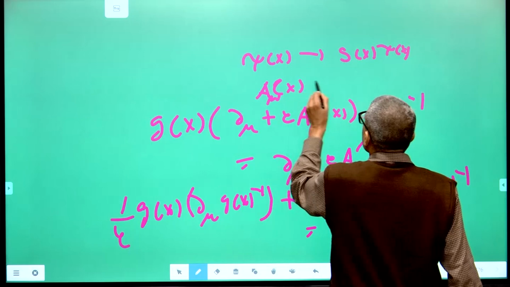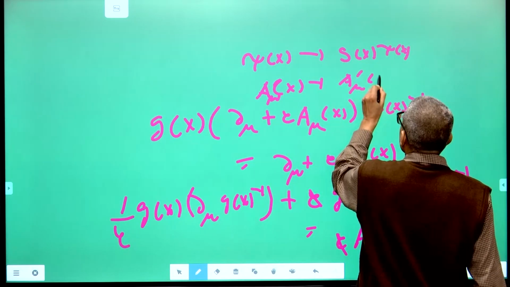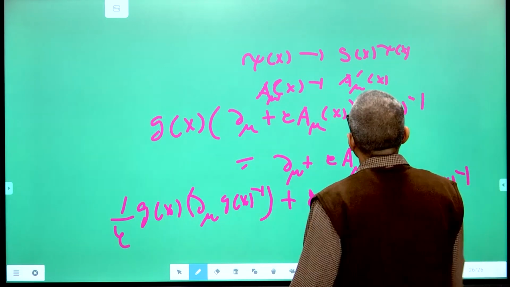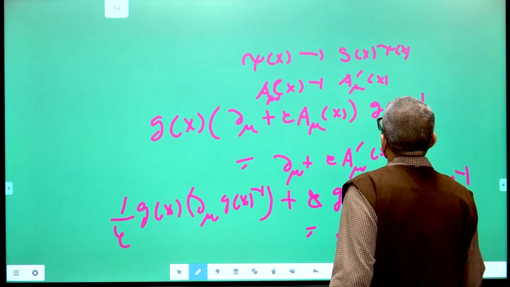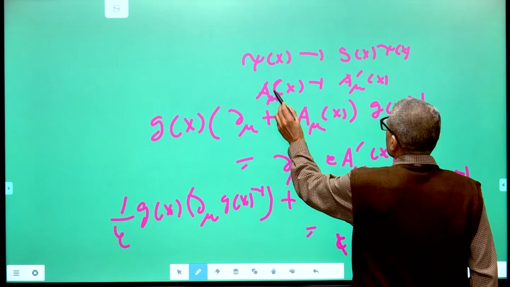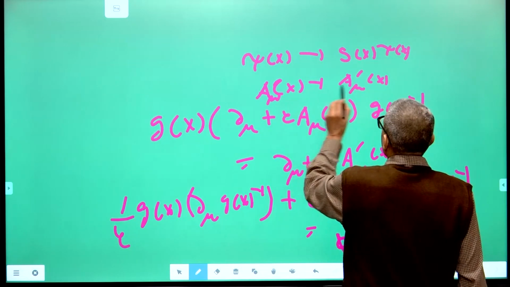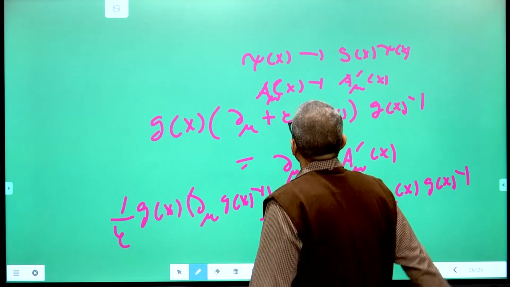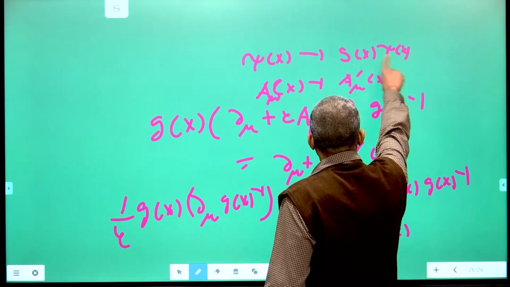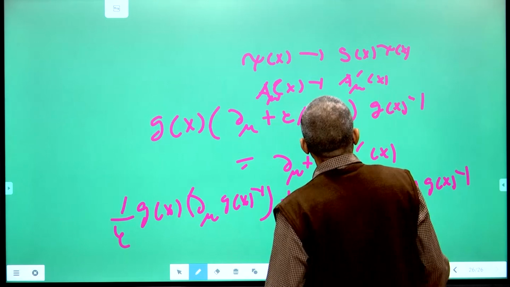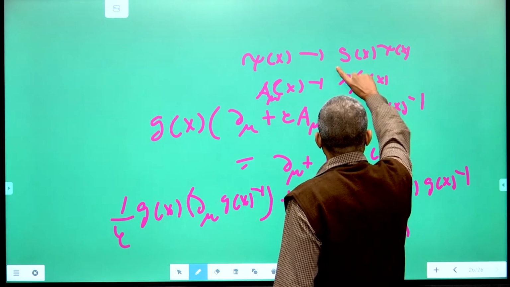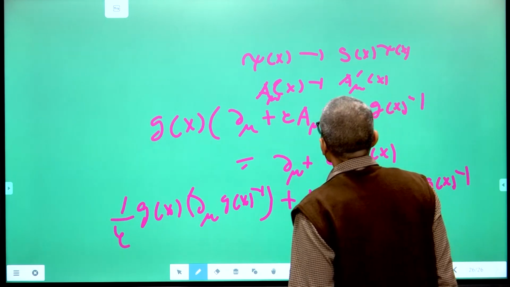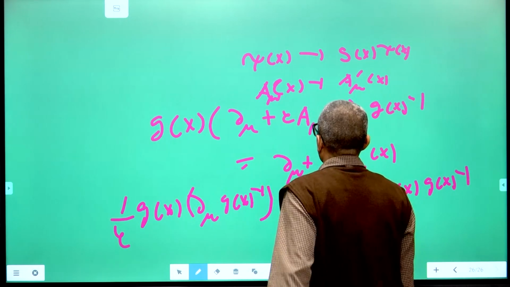A mu x goes to A mu dash x in accordance with this formula, and you will get a complete invariance of the equation under these two transformations. So the gauge group acts in the adjoint representation on the gauge potentials with an extra correction term, whereas it acts on the wave function according to the usual vector representation of the gauge group. So under these two transformations the equations of motion remain invariant.